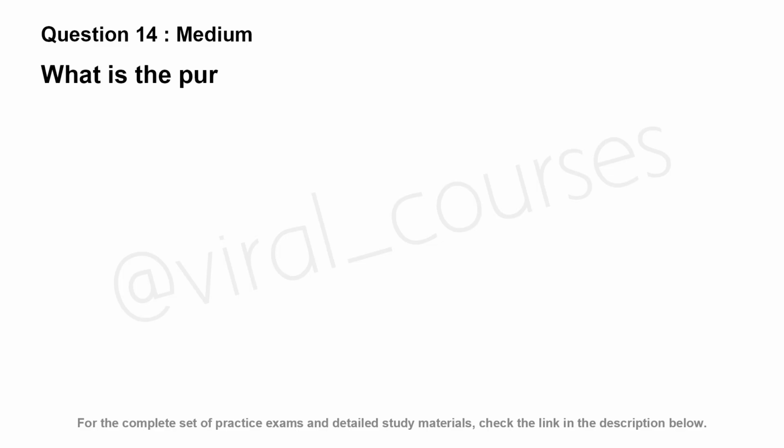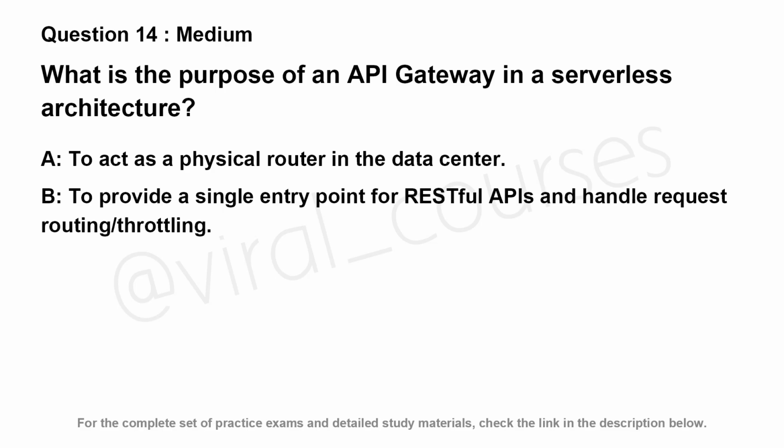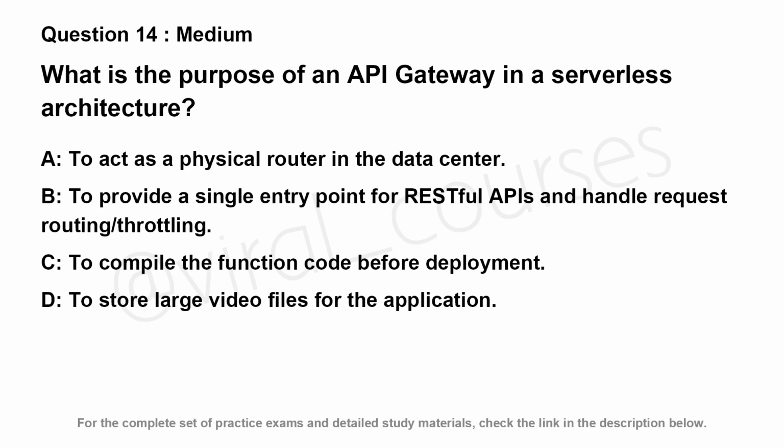What is the purpose of an API gateway in a serverless architecture? Option A. To act as a physical router in the data center. Option B. To provide a single entry point for RESTful APIs and handle request routing, throttling. Option C. To compile the function code before deployment. Option D. To store large video files for the application.